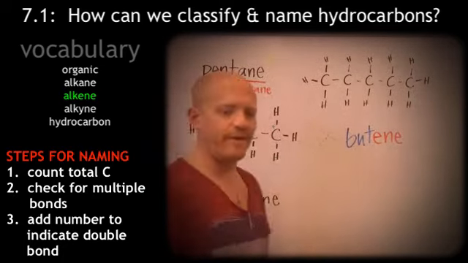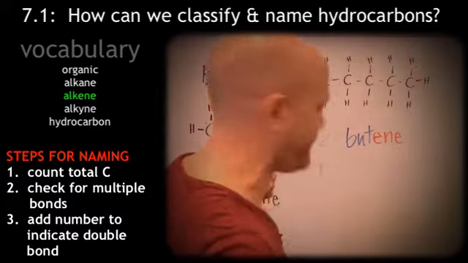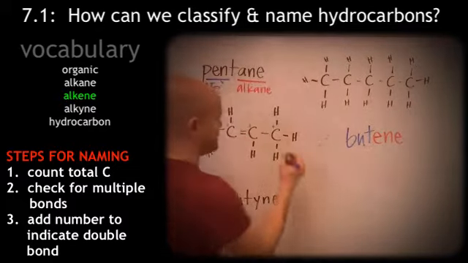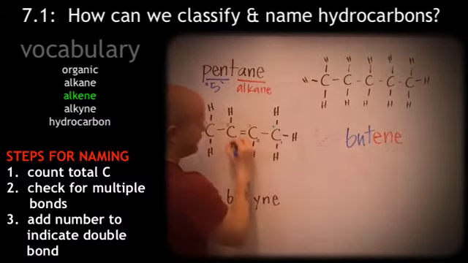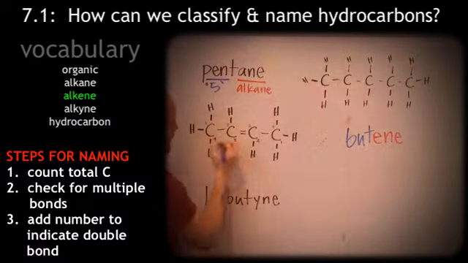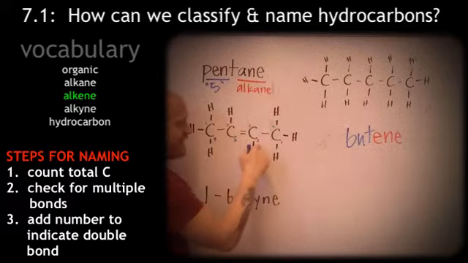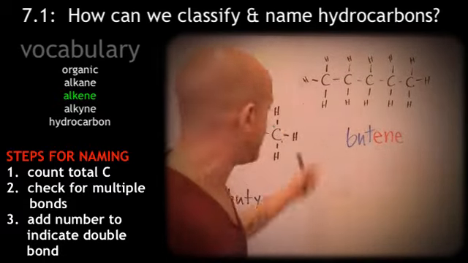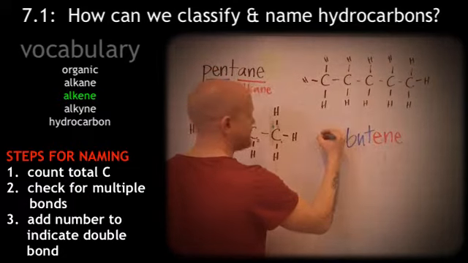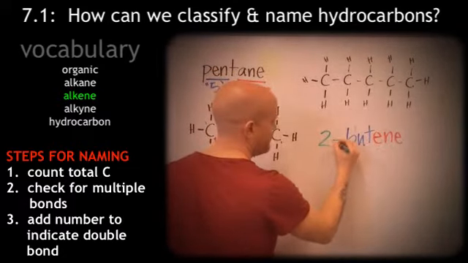But I want to make sure, and I want to count it from the other end, just to verify that that is going to be on the smallest number. So I count from the right end, it's going to be 1, 2, 3, and 4. Now if I look here, on the second carbon, there is a double bond. So what we're going to do is we're going to actually keep this, and this is 2-butene.